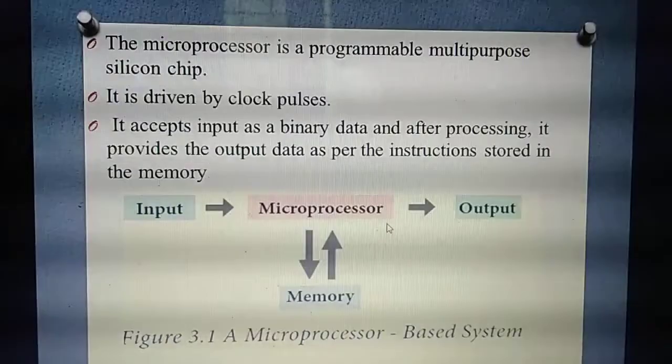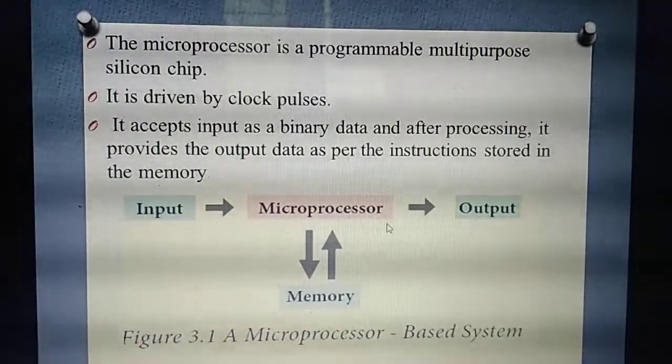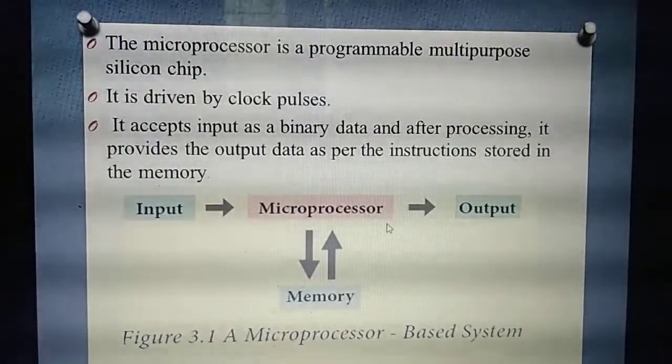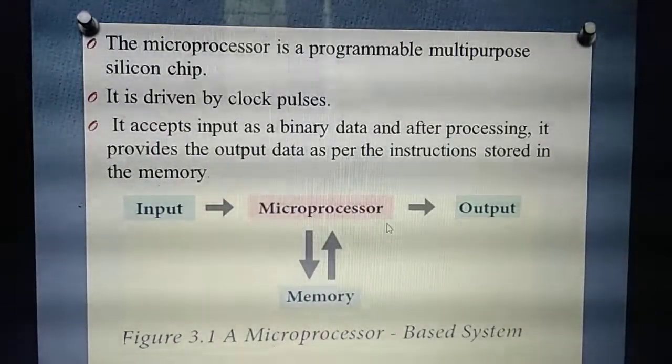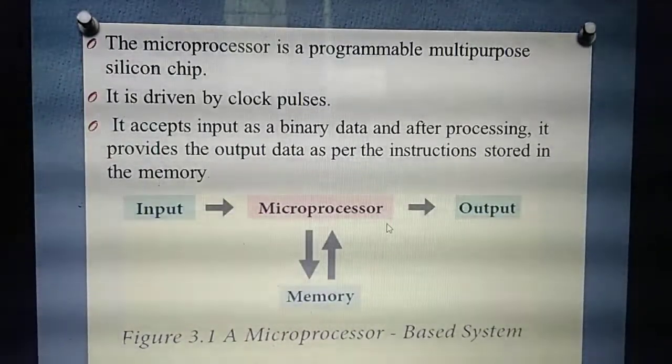Have you seen this diagram in that movie? In that movie, the person will insert one red color chip. In that chip, the person has programmed how the robot needs to work. That is a programmable chip. Similarly, a microprocessor is also a programmable silicon chip.